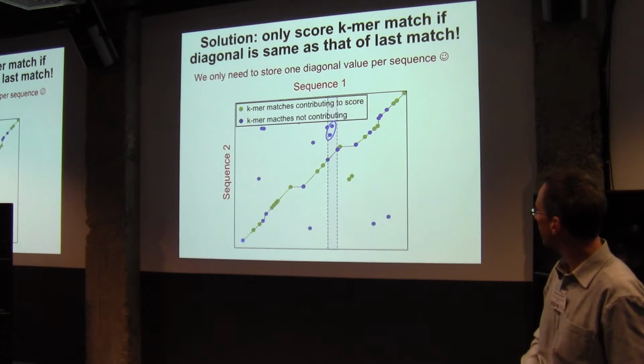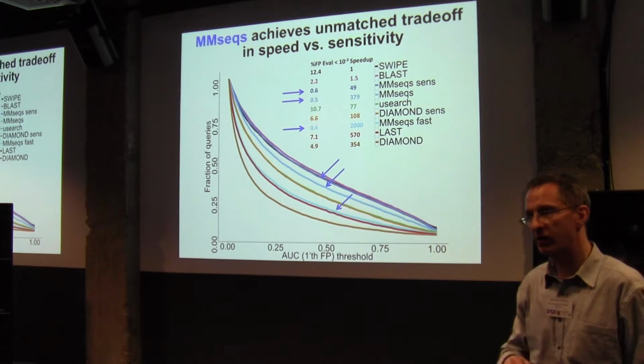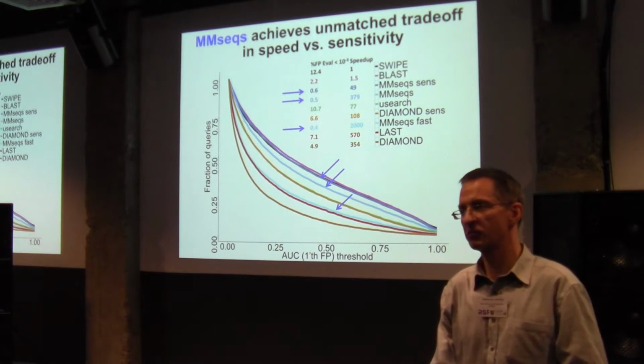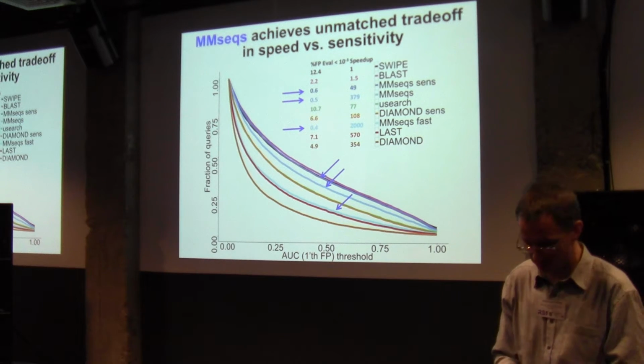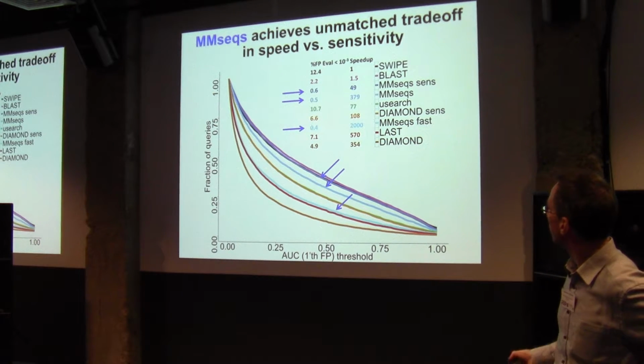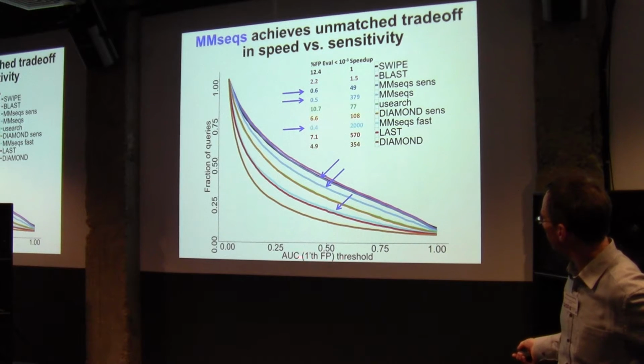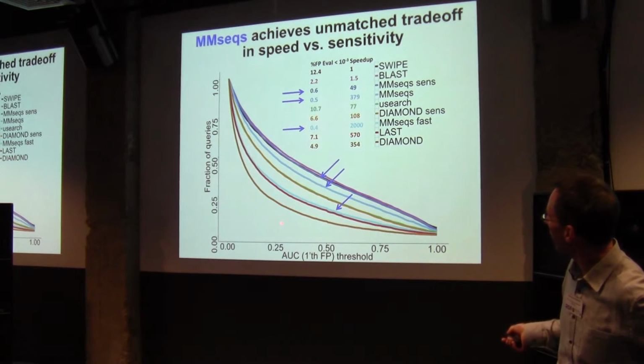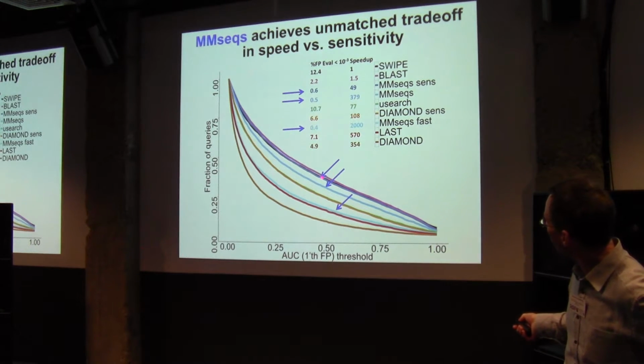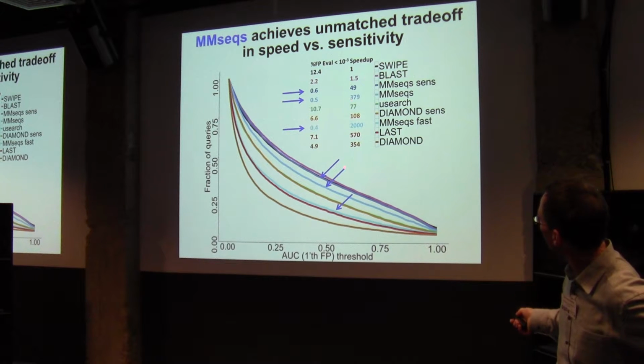And with this algorithm and other tricks to be local in the cache of the computer, so we don't have to access the random memory and so on, we get sensitivity. This is again an AUC plot where you want to be as high as possible. We get sensitivities that are very close to BLAST and SWIPE, but at 30 to 50 times the speed.